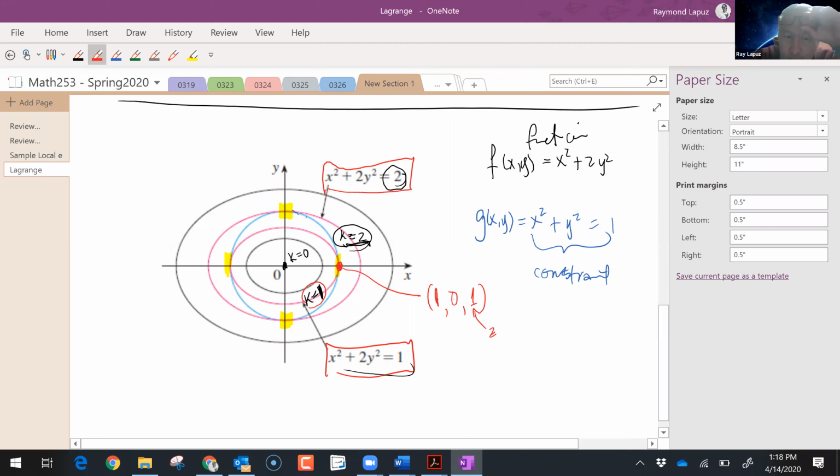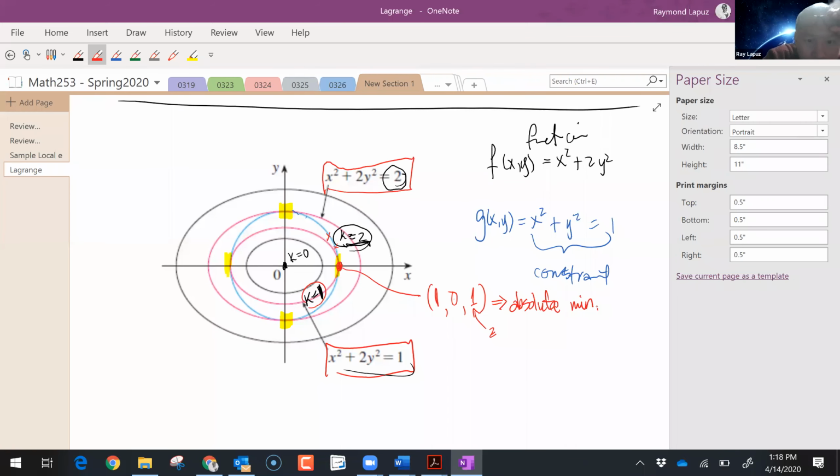So this is a point, and this is going to be either a maximum or a minimum depending on where the other points are. So if I move out of that, I'm going from a level 1 to a level 2. So anything outside of this must go higher. So this must be a minimum. And it's not a local minimum, it's an absolute minimum, based on where it is, based on the constraint.